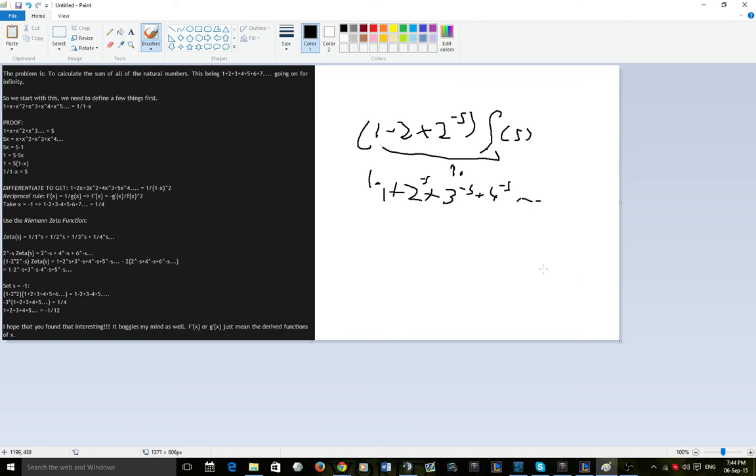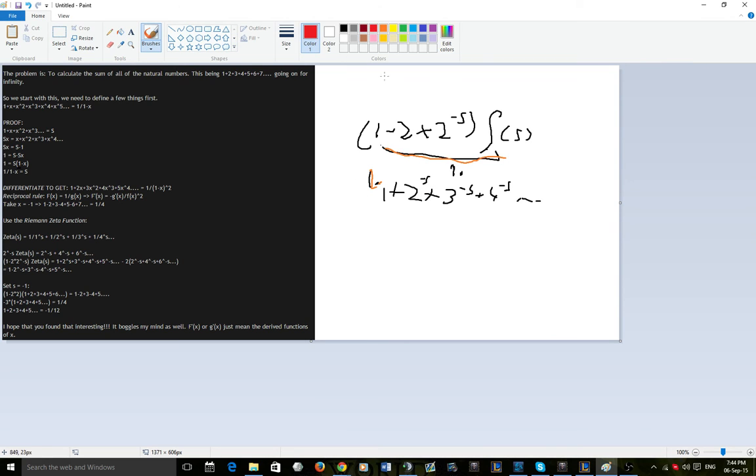The first thing we have to consider, I should use a different colour. Right, lovely. So this is 1. This is what we have to consider first, because we're able to flip around the fraction and just make it a negative power.